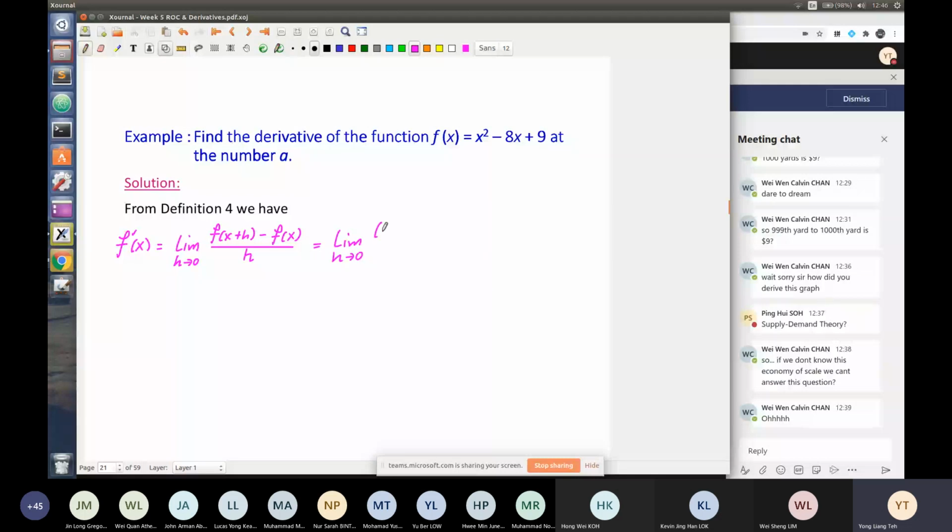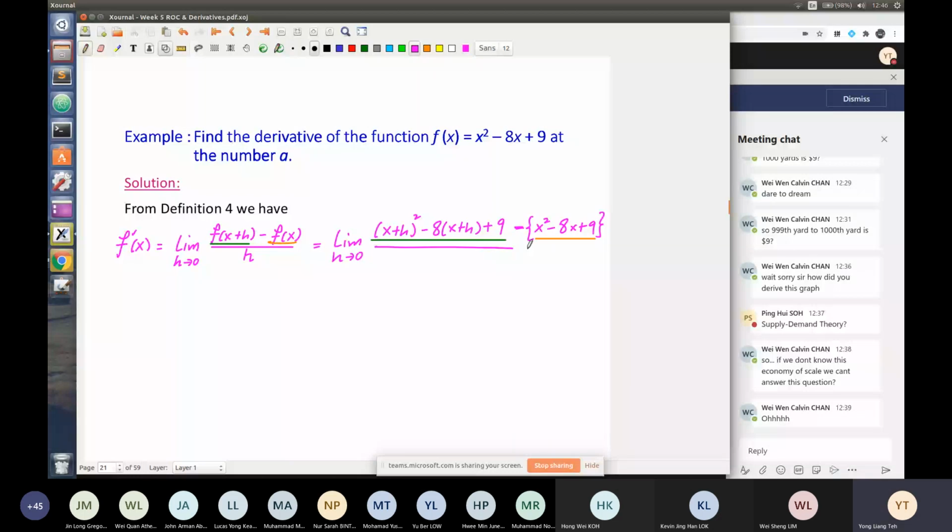So this is really giving me x plus h squared minus 8 times x plus h plus 9. This is my f of x plus h. Then minus f of x, and at this juncture it's good that you have the big bracket, because f of x is just this entire chunk. So this is my f of x, and then divide by h.